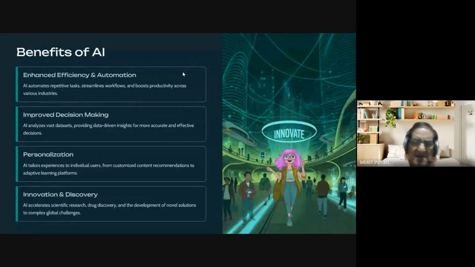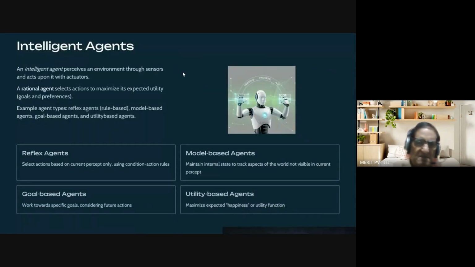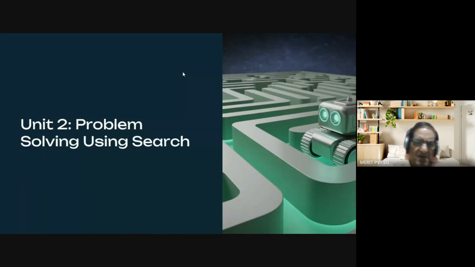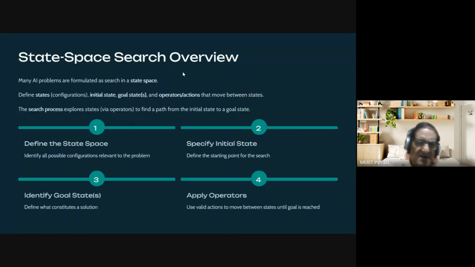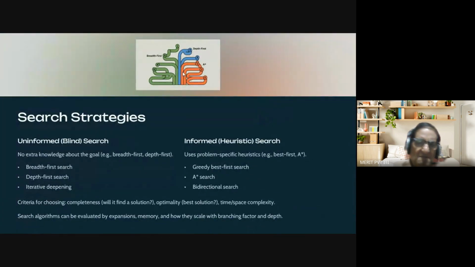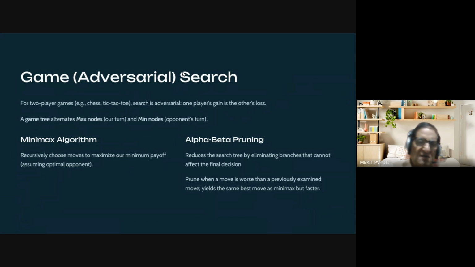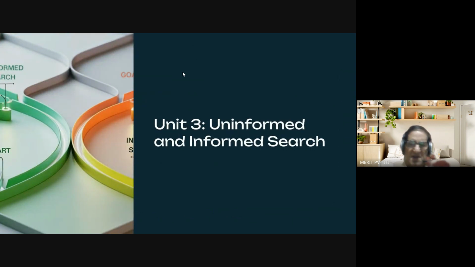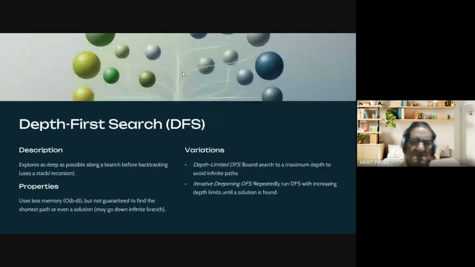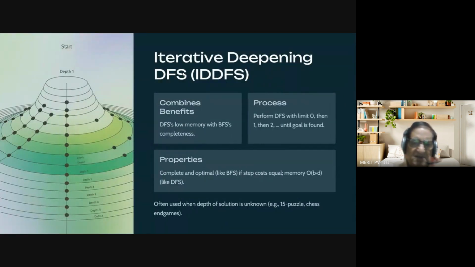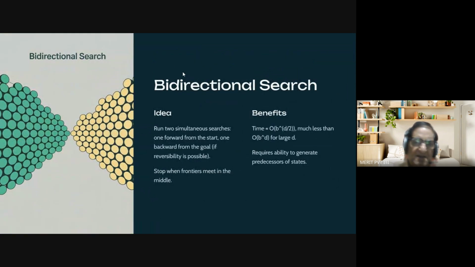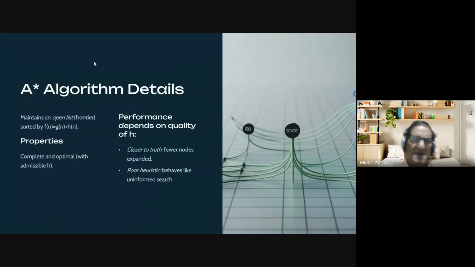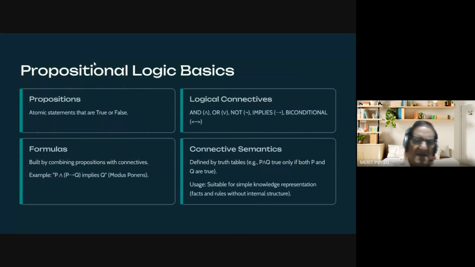Okay, we had done 4 units from this. Unit 2, we did problem solving, depth first search, and all these things. Then we did 8 queens and search evaluation metrics. Unit 3, uninformed and informed search we did. Depth first search and DFS, आज भी उसमें भी कर रहे थे. बाई डायरेक्शनल भी करा था, ये जो दोनों तरफ से. A star algorithm भी करा था, and then propositional logic.